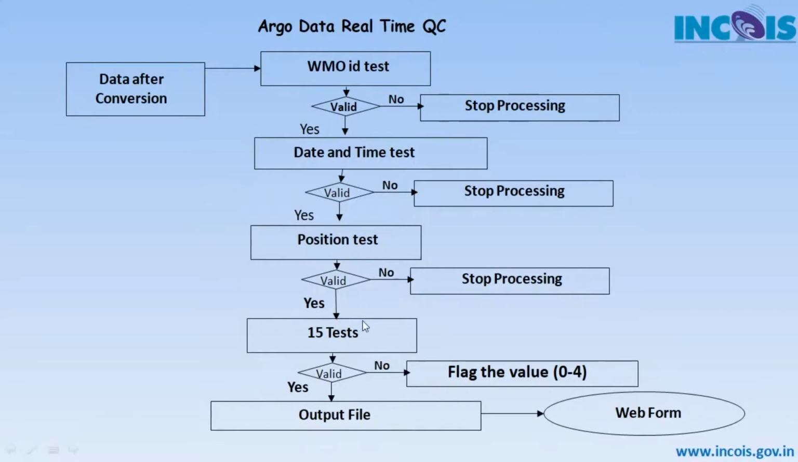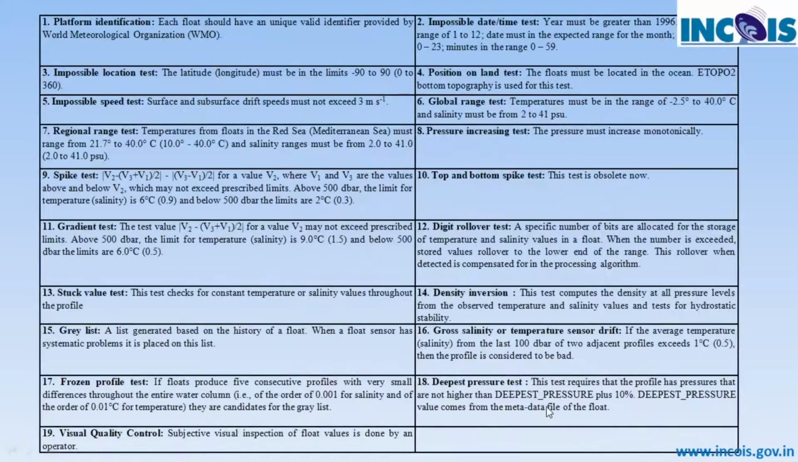There are 15 sets of tests that we pass the records through, and based on the outcome, we flag them from 0 to 4. 0 meaning no QC done, 1 is good data, 2 is probably good data, 3 is potentially correctable bad data, and 4 is bad data. So this is how we set the flags to these data sets, and then the output file is created, and this is pushed to our web and also to the global data centers.